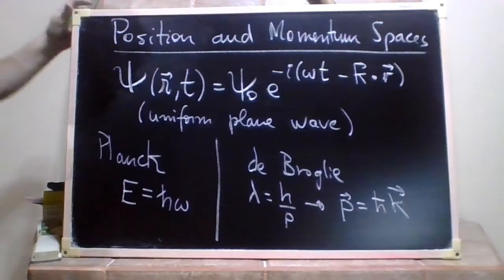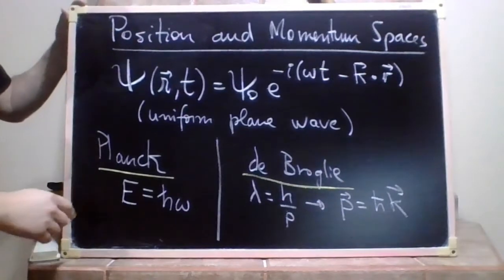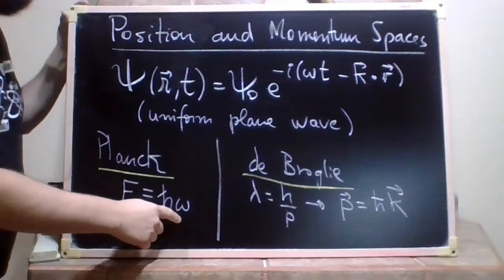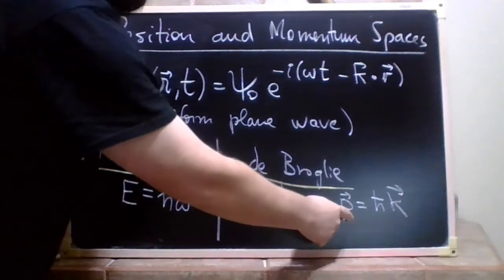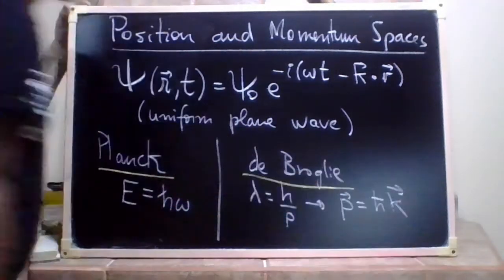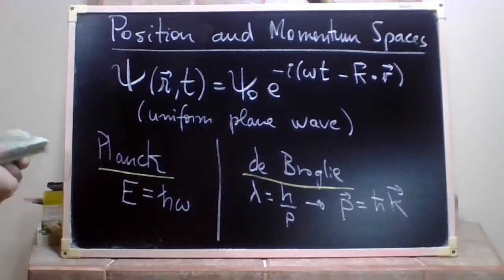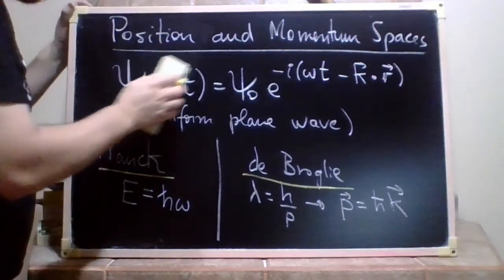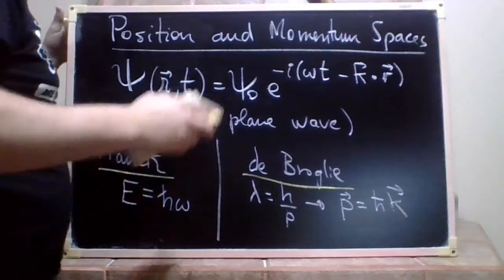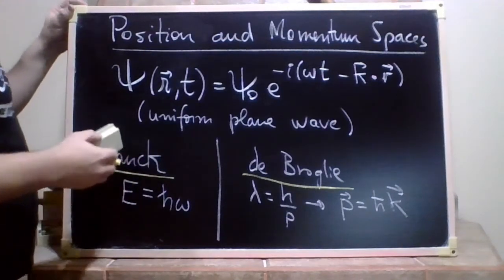So if we remember the Planck and de Broglie relations, we can observe that the energy is related to the angular frequency in time, and the momentum of a particle is related to the wave vector, and the modulus, of course, the wave number. So, applying the quantum mechanical postulates, we can try to find out what the operators corresponding to energy and momentum are.